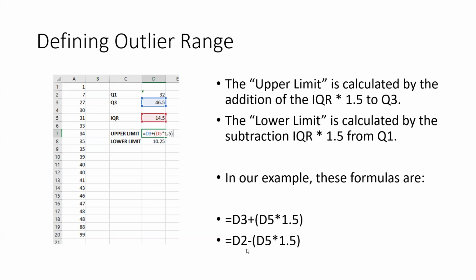So what's the lower limit? The lower limit is the first quartile, 32, and from that we're subtracting the product of the interquartile range, which is 14.5 multiplied by 1.5. So the lower limit is calculated by the subtraction of the interquartile range times 1.5 from the first quartile. All right, so this is real easy. It's 32 minus the product of 14.5 times 1.5.